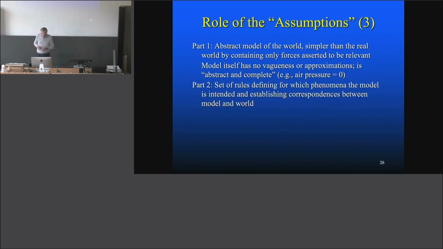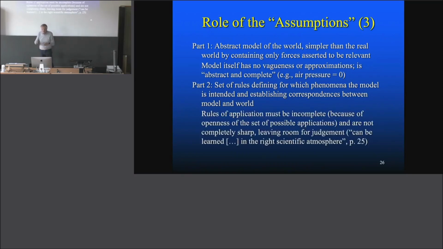And the second part is then a set of rules defining for which phenomena the model is intended and establishing correspondence between the model and the world. So for instance, with the law of free fall, you have to say, look, these are the situations where you can use it, and for those situations you can't use it. So when you ask how long it takes a feather to reach the floor from here, don't use the law of free fall. It doesn't work there, right? So it gives you rules defining the correspondence between model and world. And these rules, he says, must be incomplete because of the openness of the set of applications. They are not completely sharp, leaving room for judgment.